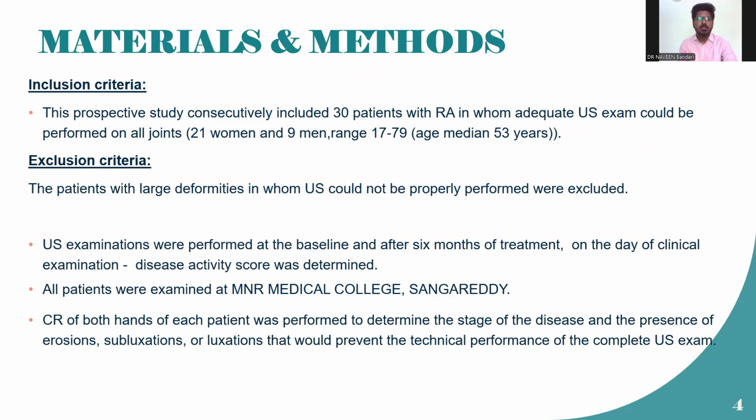Materials and methods, inclusion criteria. This prospective study consecutively included 30 patients with rheumatoid arthritis in whom adequate ultrasound examination could be performed on all joints. Out of these 30 patients, 21 were women and 9 were men, with an age range of 17 to 79 years and a median age of 53 years. Exclusion criteria: patients with large deformities in whom ultrasound cannot be performed properly were excluded.